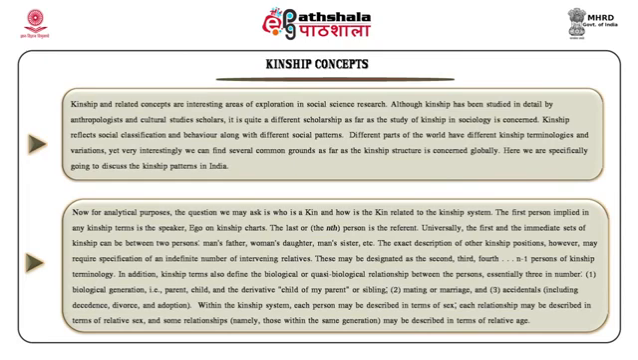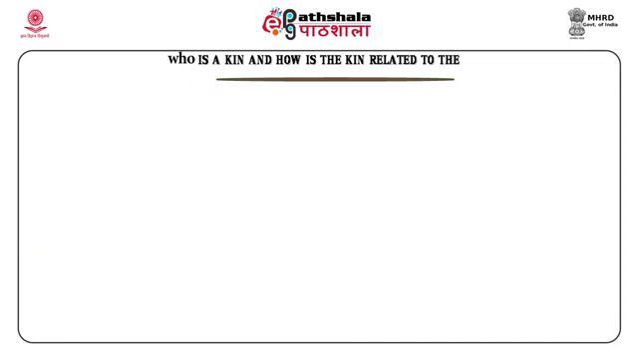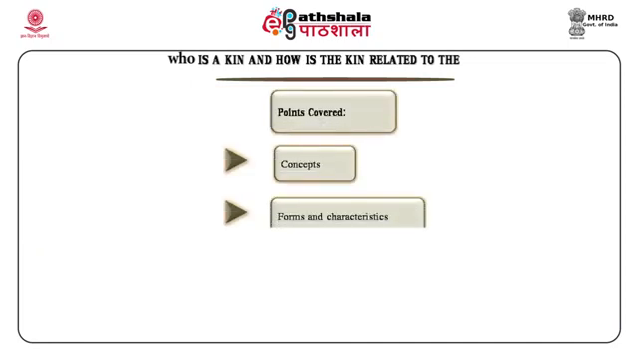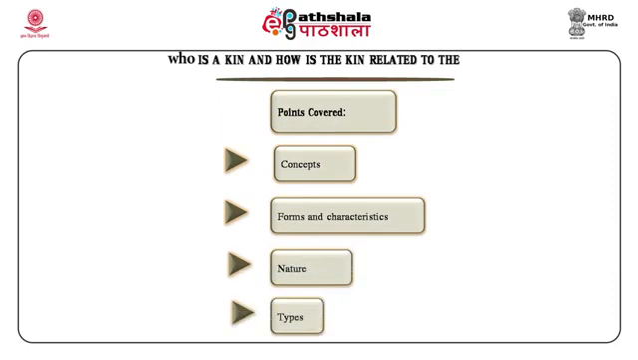Now, for analytical purposes, the question we may ask is, who is a kin and how is a kin related to the kinship system? The first person implied in any kinship terms is a speaker, ego, on kinship charts. The last or the 9th person is a referent. Universally, the first and the immediate sets of kinship can be between 2 persons: man's father, woman's daughter, man's sister, etc. The exact description of other kinship positions, however, may require specification of an indefinite number of intervening relatives. These may be designated as the second, third, fourth persons of kinship terminology.